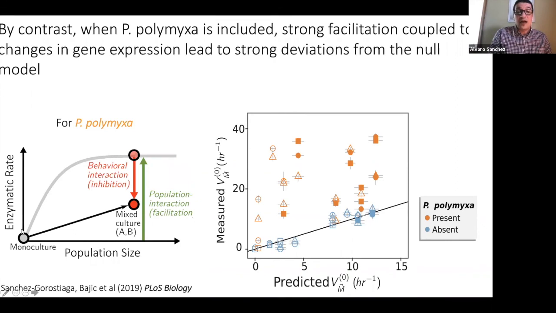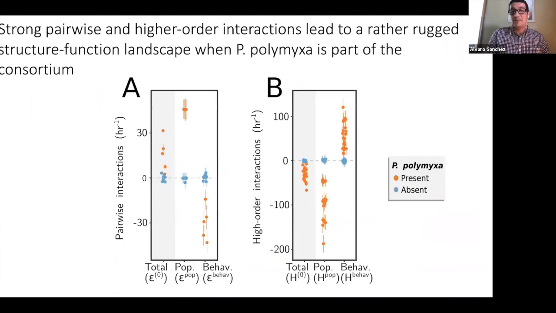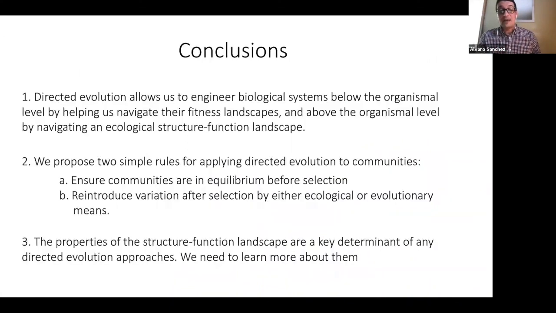By contrast, when you have polymyxa growing in our communities, polymyxa grows very poorly. So it starts below this threshold and it is facilitated by the others. And that's why you have both a behavioral interaction and a population dynamics interaction, which explains why this is so ragged. We can characterize all this in terms of pairwise and higher order interactions that can be measured. They're very, very small in the absence of polymyxa, but very large when polymyxa is present. That's all I wanted to say.